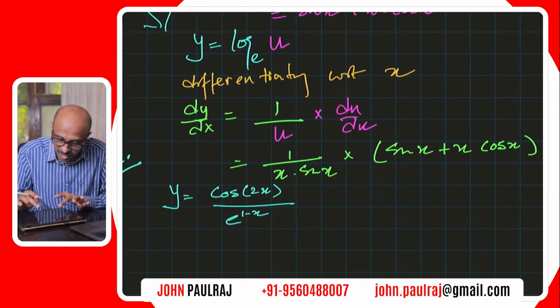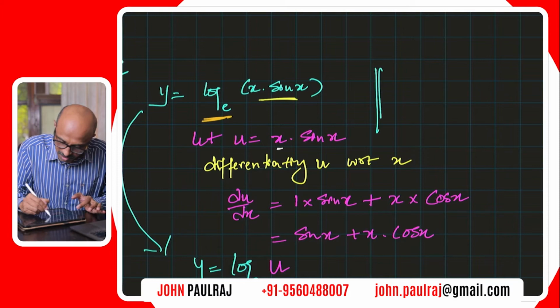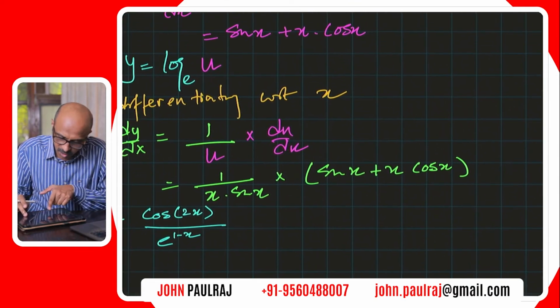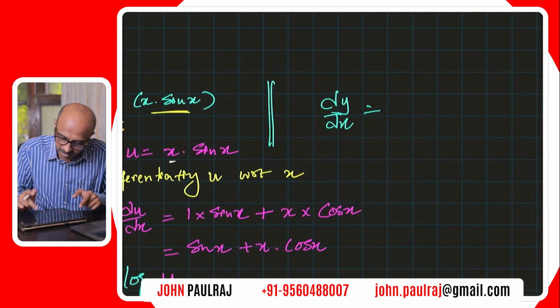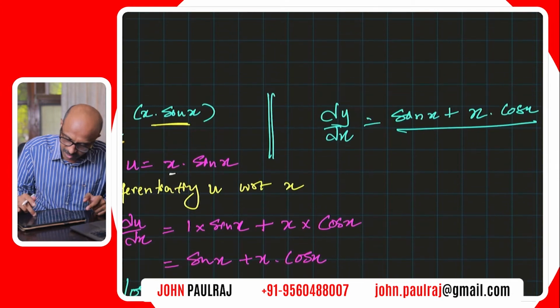So now I can combine these things and write down the derivative here, because I've got the second term there. I can say dy over dx is, the numerator sine x plus x times cos of x, divided by x times sine x.